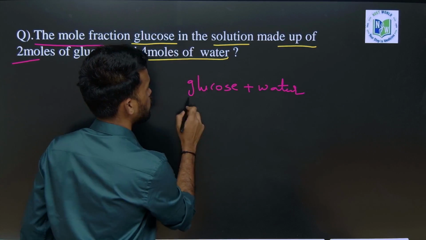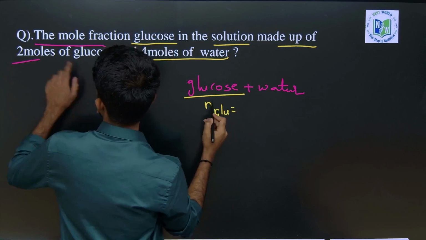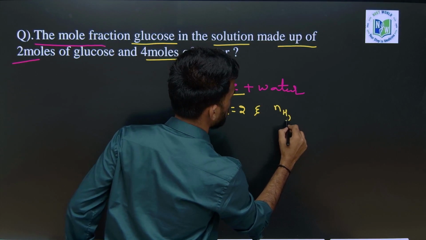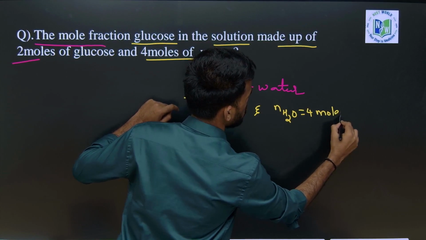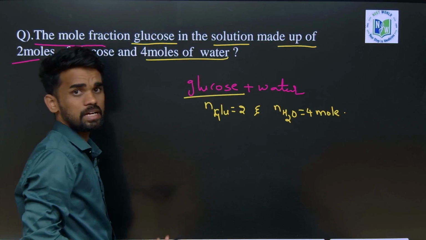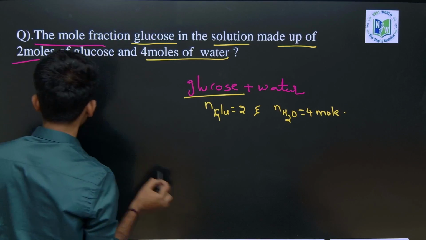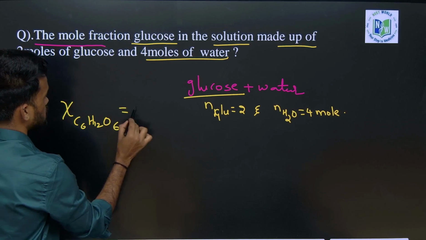Okay, so how many moles of glucose is taken? The number of moles of glucose is 2 moles, and the number of moles of water, n H2O, is 4 moles, right? So how can we calculate the mole fraction of this glucose? What is the formula of glucose? C6H12O6 you can write, and this is what I am asking.